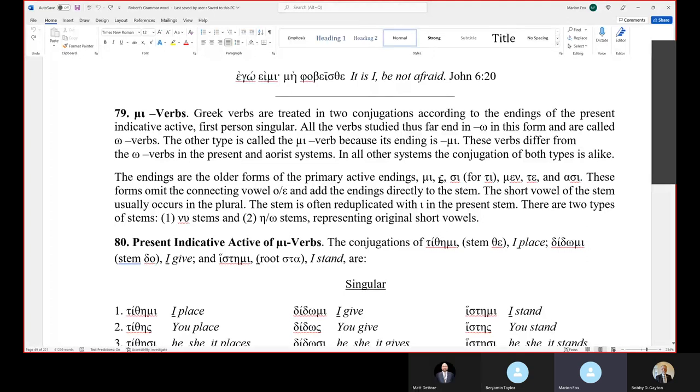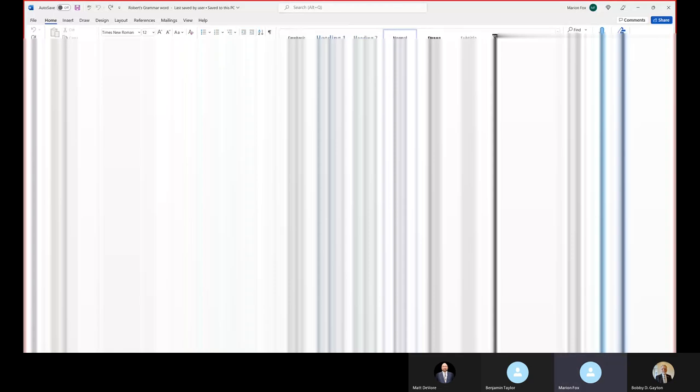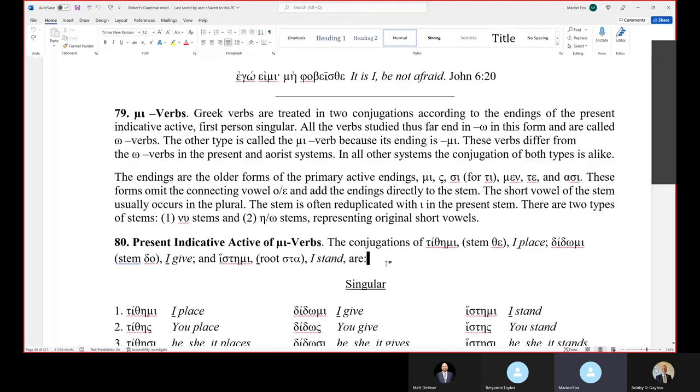So they'll drop the connecting vowel, omicron or epsilon, and add the ending directly to the stem. The short vowel on the stem usually occurs in the plural. We're going to take three of the very most common mi verbs and we'll look at their stems. I'm trying to get through my lexicon and find other books that will give you the stems of the words, and we'll try to do that. I'll just keep adding to the book because I'm trying to research and make this material more valuable than even some lexicons are.